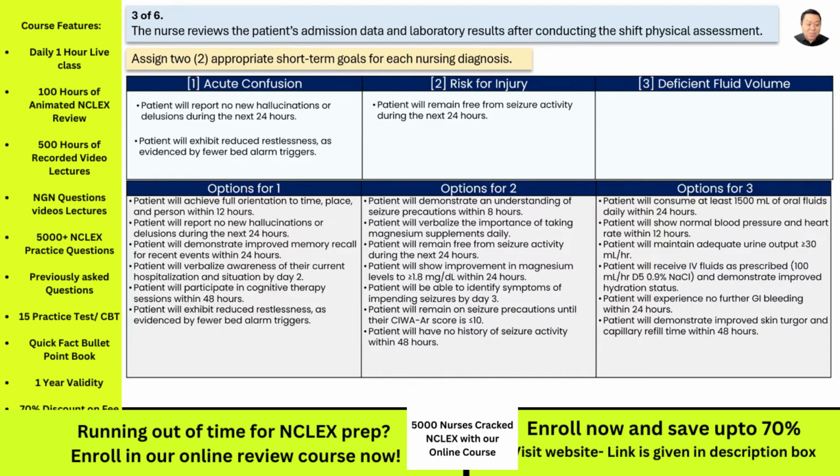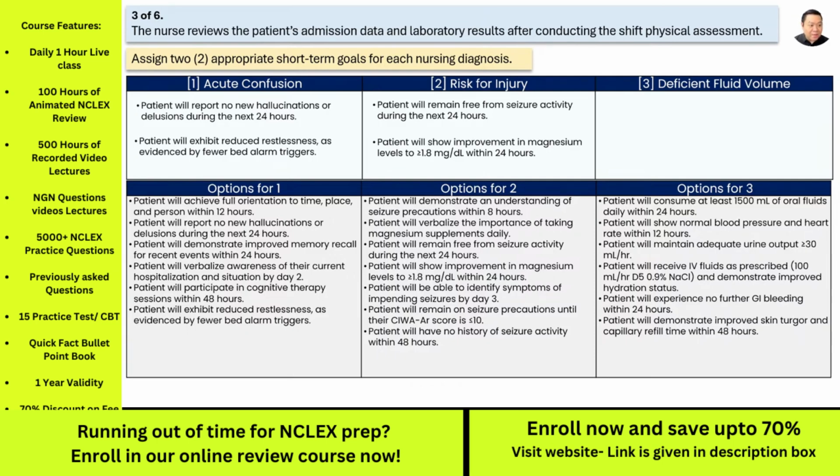Now, the next short-term goal is patient will show improvement in magnesium levels to greater than or equal to 1.8 milligrams per deciliter within 24 hours. Because we know that hypomagnesemia can increase the risk of seizures in alcohol withdrawal. And so if there's improvement of the magnesium, this is going to prevent the occurrence of those seizures or DTs.